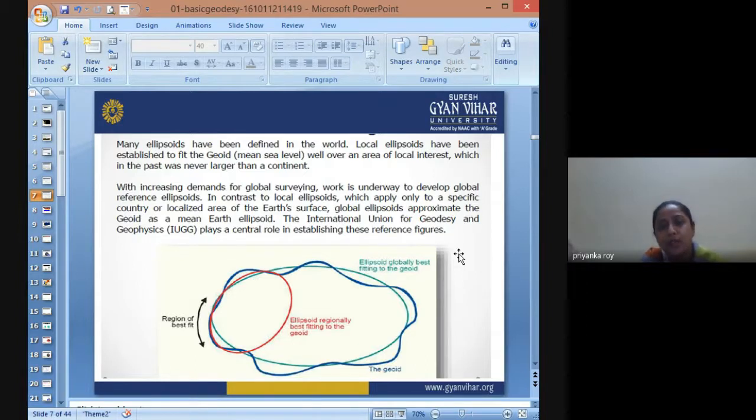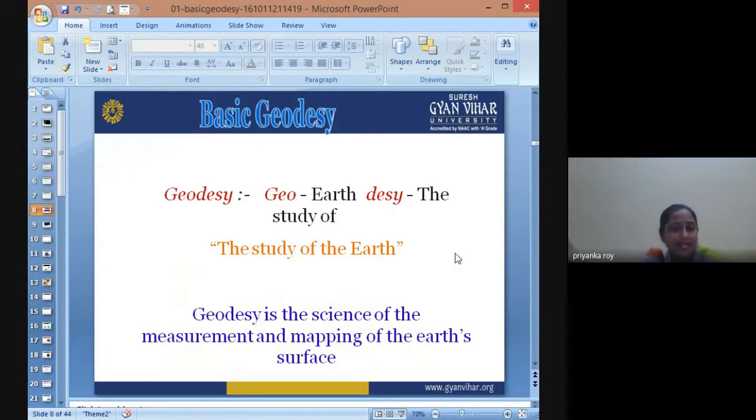Now the International Union of Geodesy and Geophysics plays a central role in establishing these reference figures. Basically, the International Union of Geodesy and Geophysics is the central authority to establish these reference figures. Okay, now let's understand the basics of geodesy.